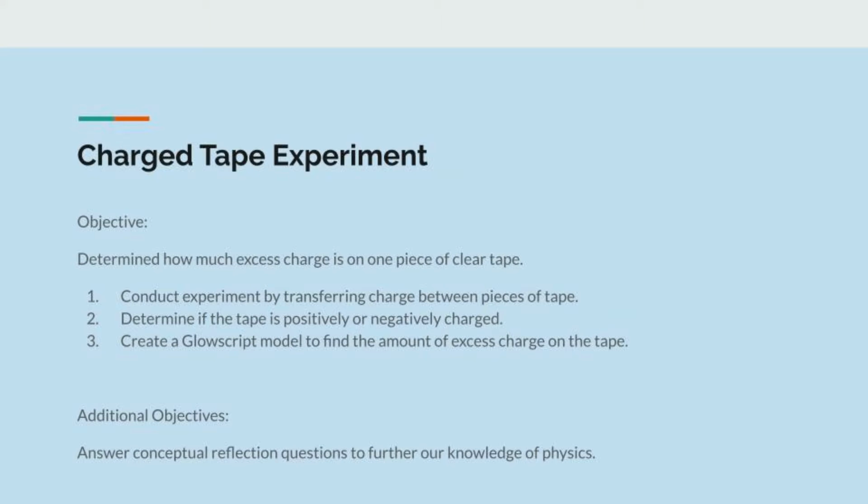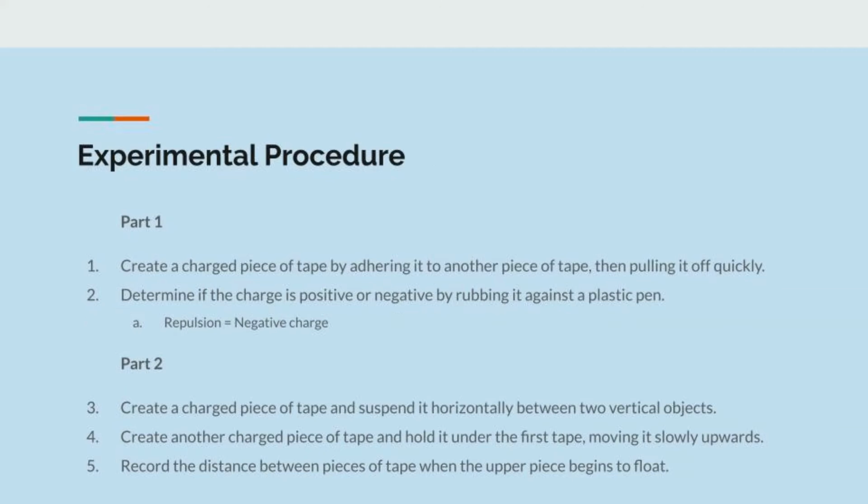In this lab, we were expected to determine how much excess charge or deficiency of charge is on one piece of clear tape. First, we conducted an experiment by transferring charge between pieces of tape and determining if the tape was positively or negatively charged. Then, we were expected to create a GlowScript model to find the amount of excess charge on the tape once we determined that it was negative. An additional objective is that we will be answering reflection questions to further our knowledge of this subject.